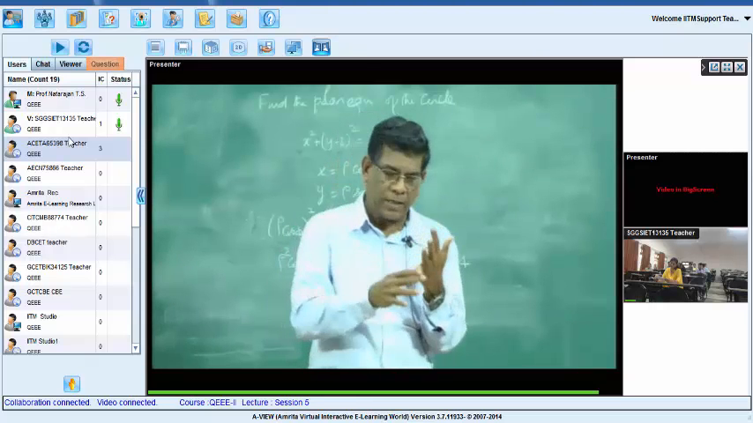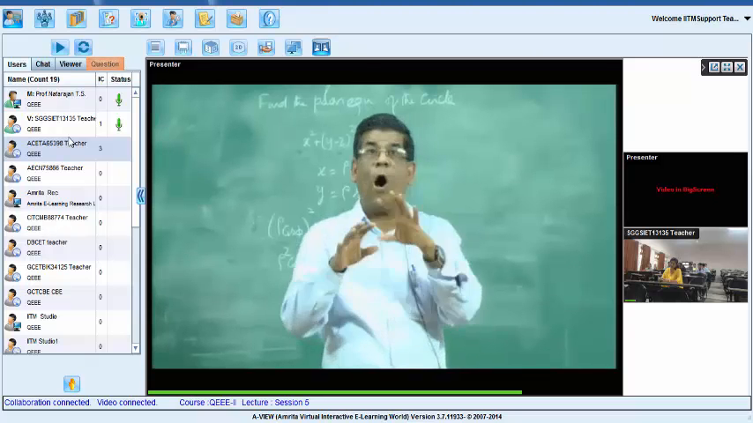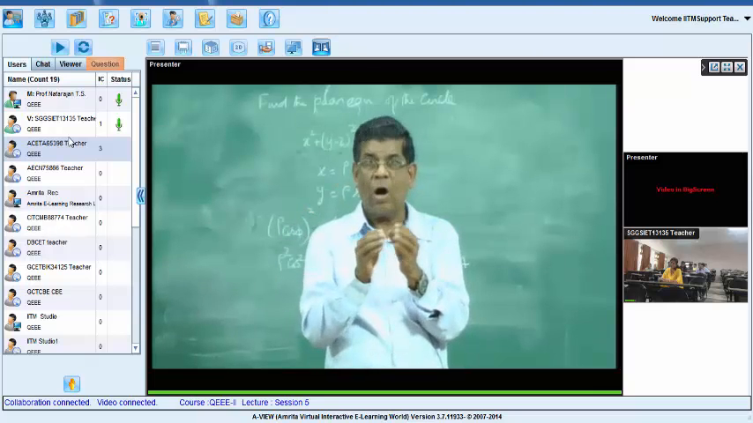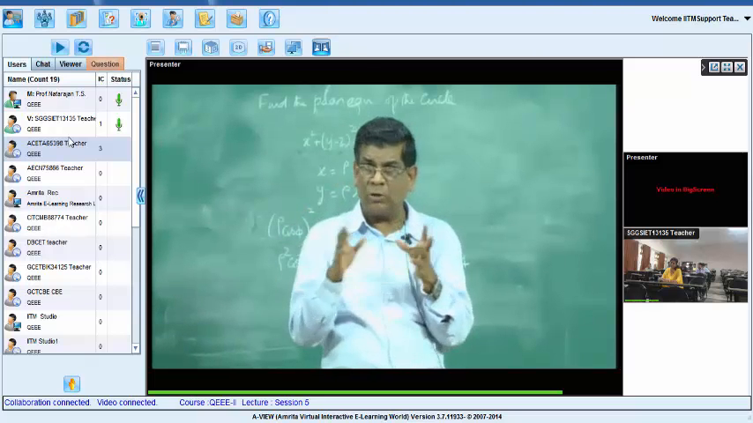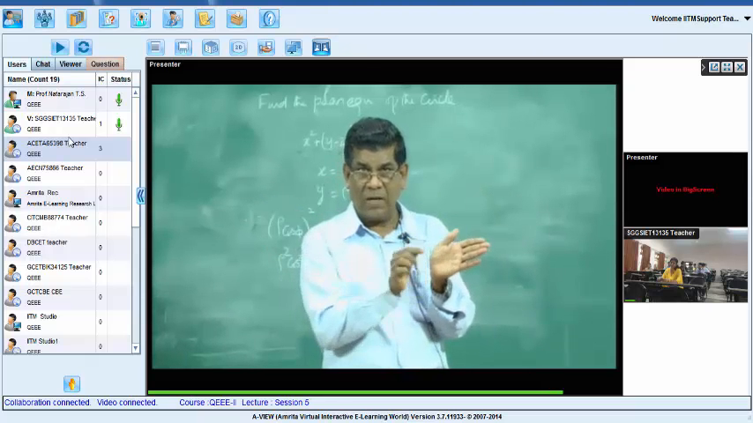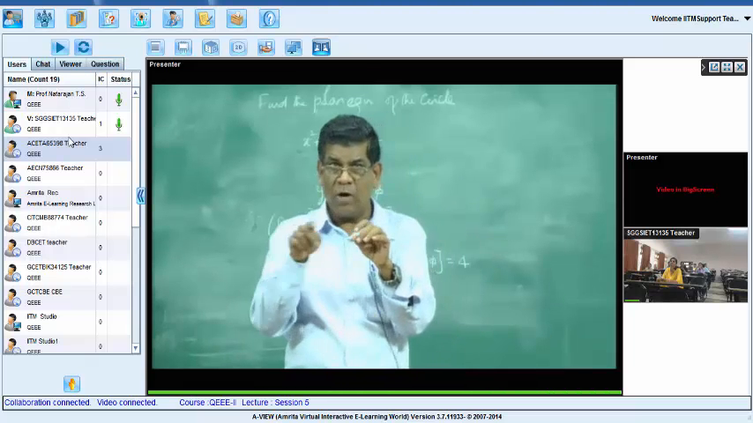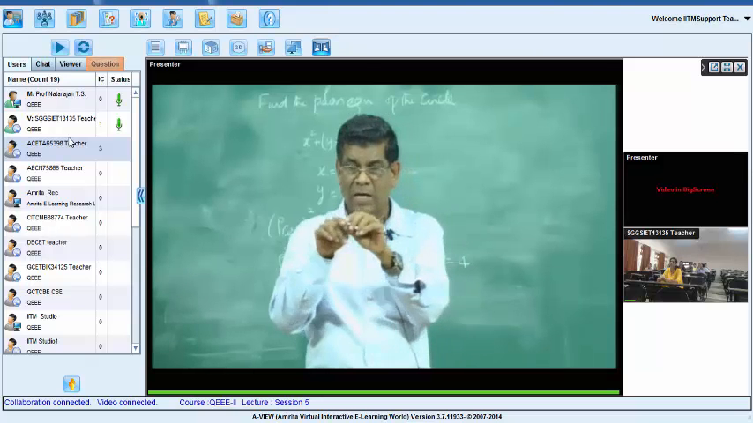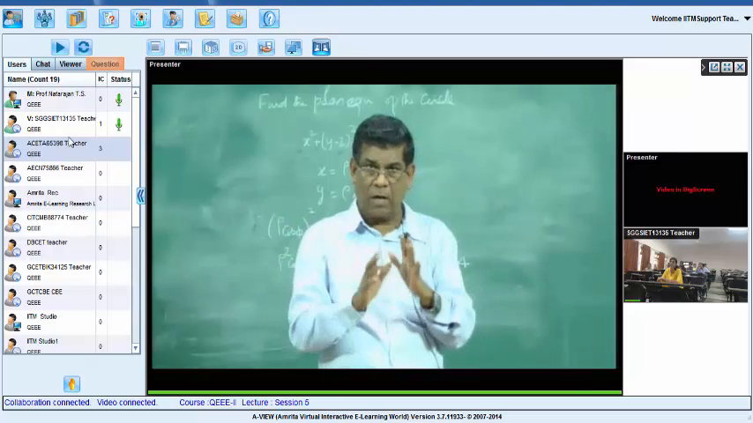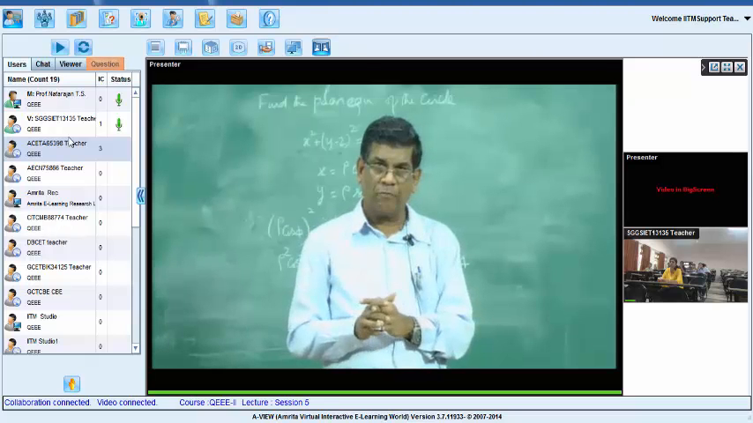Luckily for us, rectangular coordinates, cylindrical coordinates, and all are orthogonal coordinates. That means what? The unit vectors along those directions are still at right angles, just as you have in the x, y, z system. X, y, z are three mutually perpendicular. Similarly, e rho, e phi, e z, or e r, e theta, e phi in the spherical polar are all orthogonal, and therefore they are reasonably simple to work with.